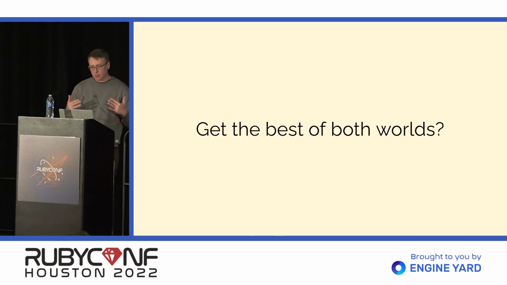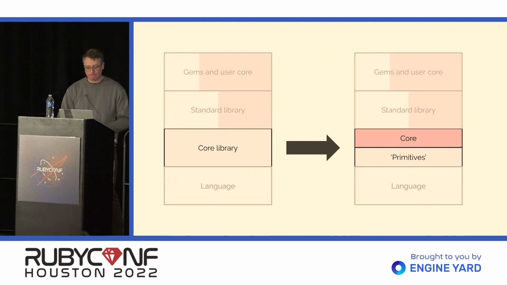Can we get the best of both worlds? So the best of the advantages without some of the disadvantages. What we're talking about doing is taking that core library part of the tower and splitting it up into two parts. One which we'll call the new core library implemented in Ruby. And that would be sitting on top of a smaller set of primitives which are implemented as they currently are in C or in Java in something like JRuby or TruffleRuby. Split it up into core and primitives.